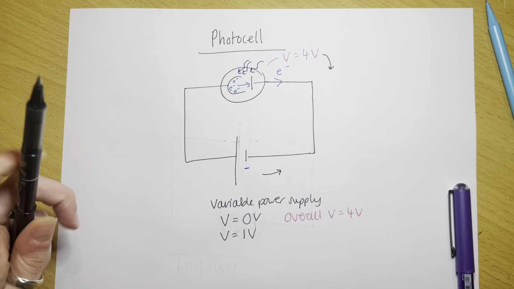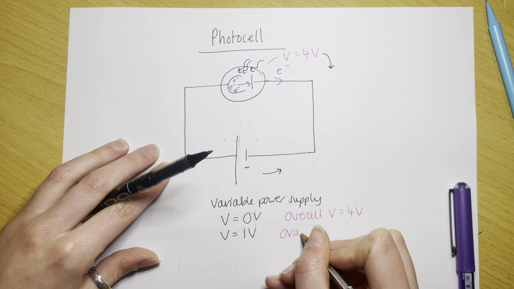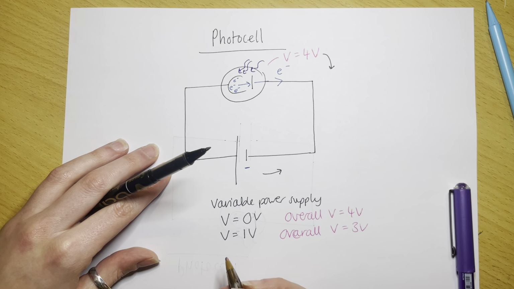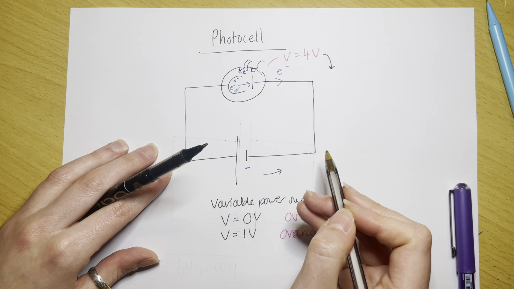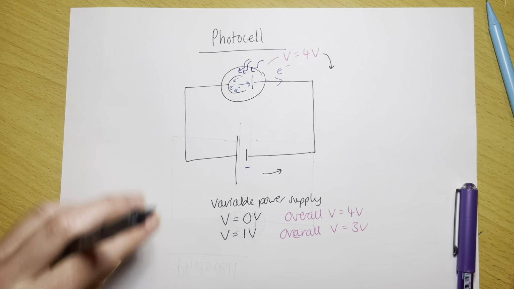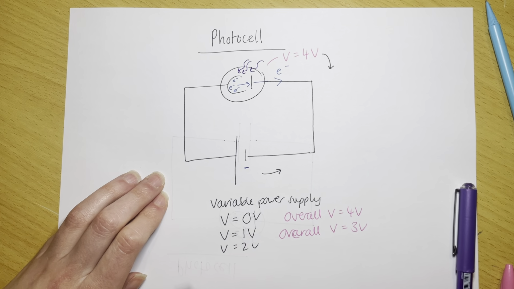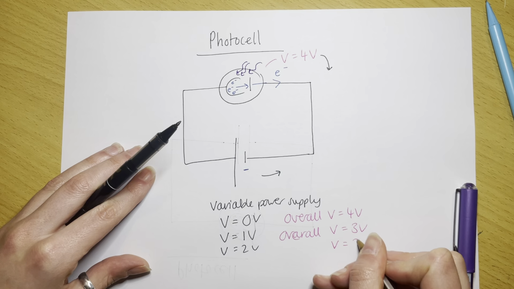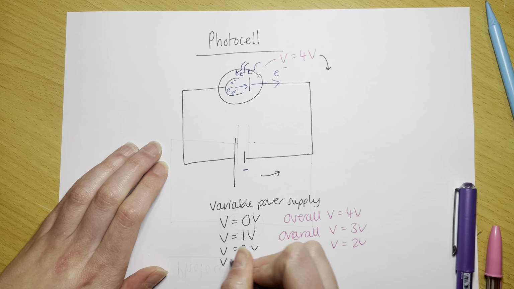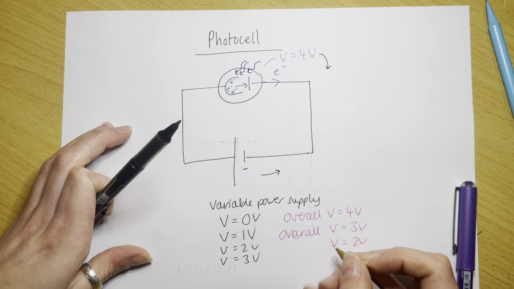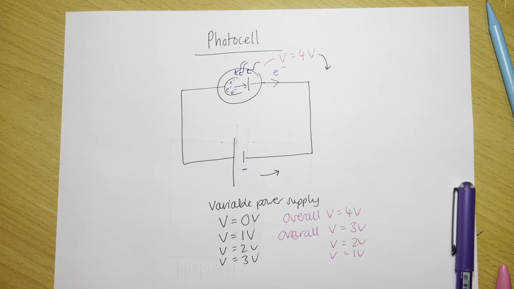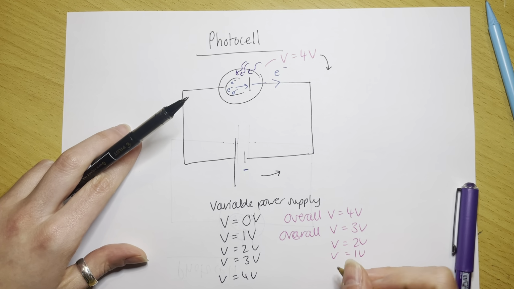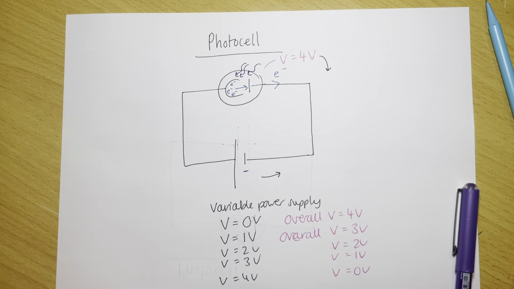But what I'm going to find is that the overall voltage of the circuit is now going to equal 3 volts, because I've got 4 volts pushing, but I've got 1 volt pushing back. It's a bit like forces. And I can keep increasing the voltage of the power supply, and I'm going to find that my overall voltage is going to keep decreasing until a very certain point. V equals 4 volts. And at this point, the overall voltage of the circuit is 0 volts.